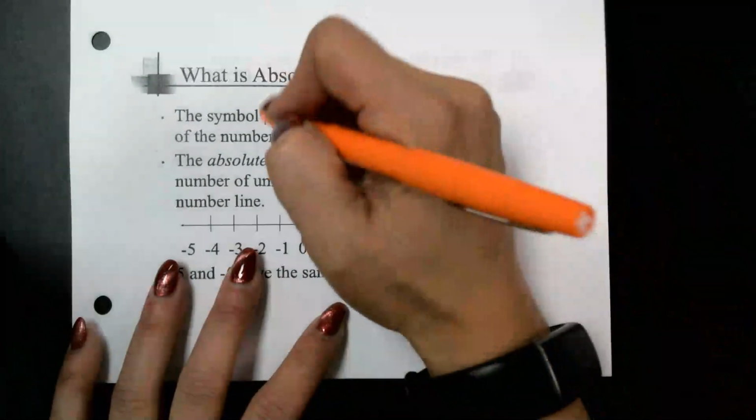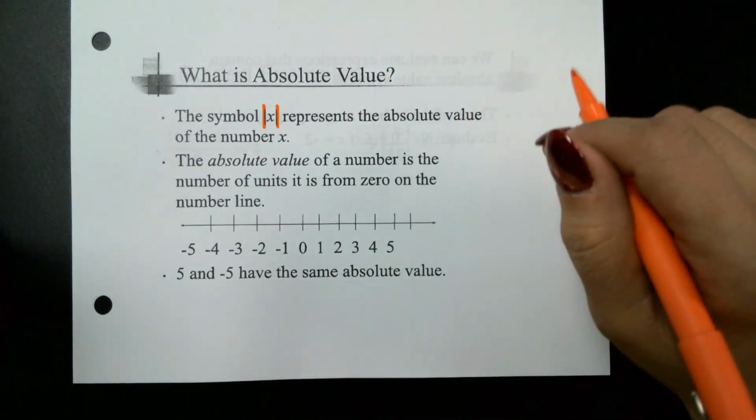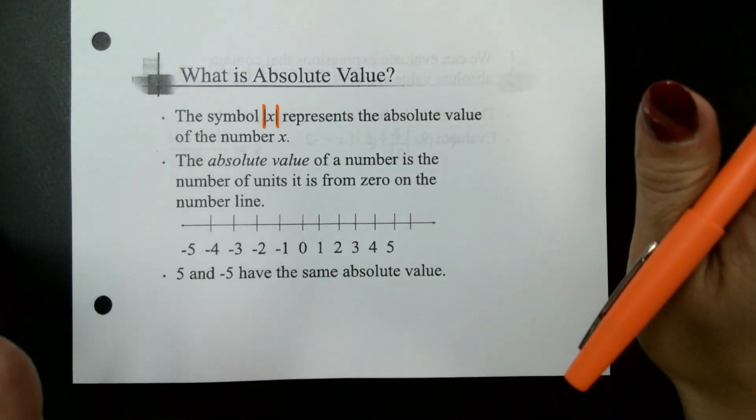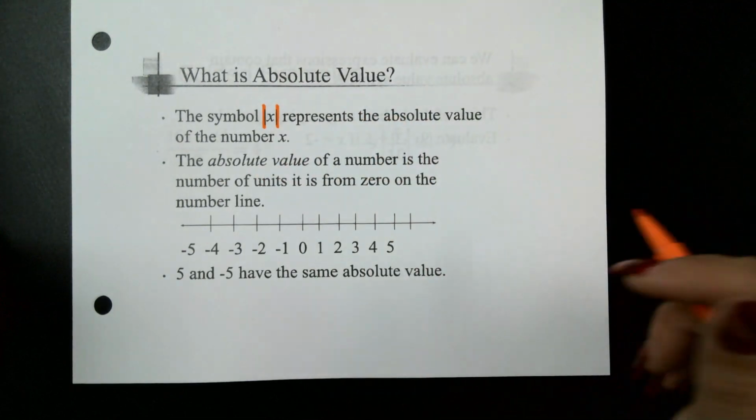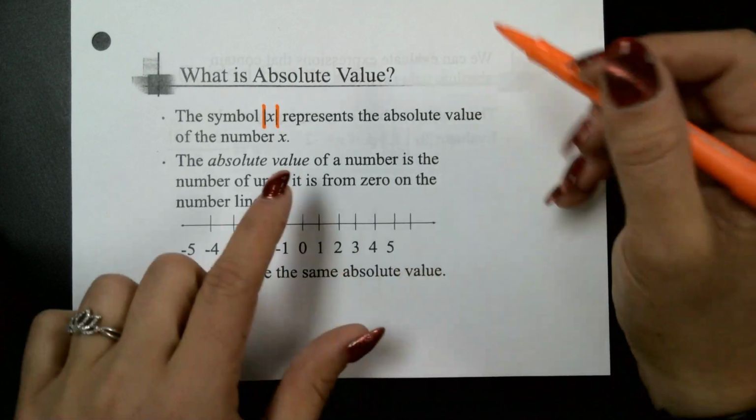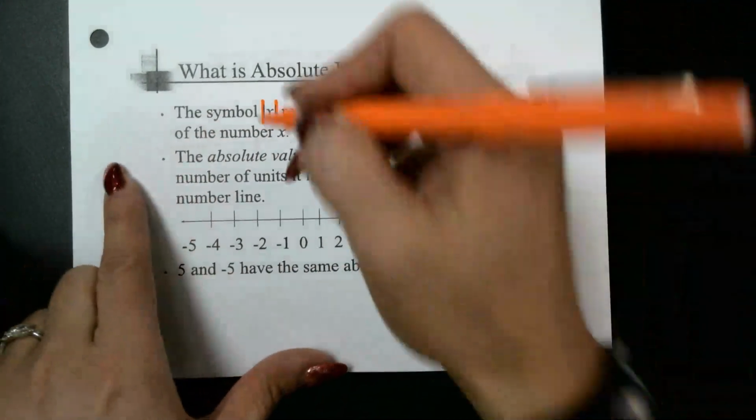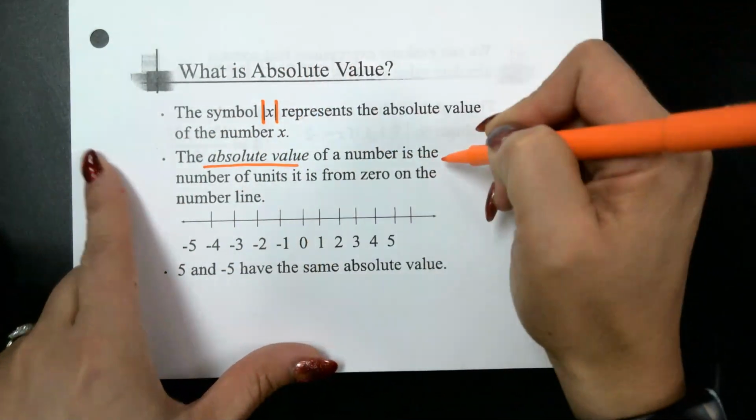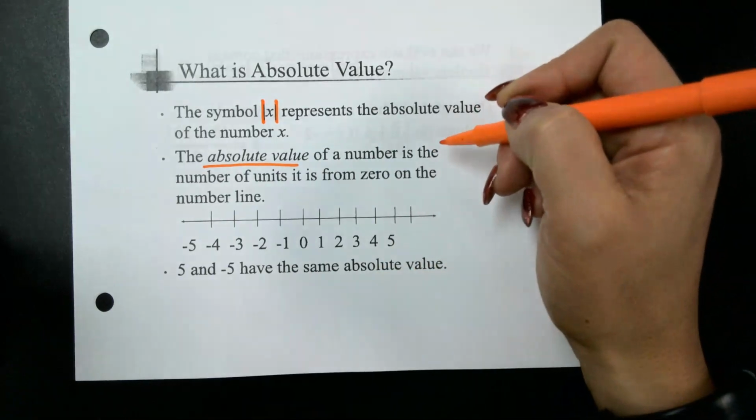This symbol, so here it is again. You don't have to be super exaggerated with it, but you don't want those bars to look like ones. So just make sure you extend them so that they're bigger than whatever's written on the inside. Okay, because you don't want to confuse it with a 1. This symbol represents the absolute value of the number x. Absolute value of a number is the number of units it is from 0 on the number line.